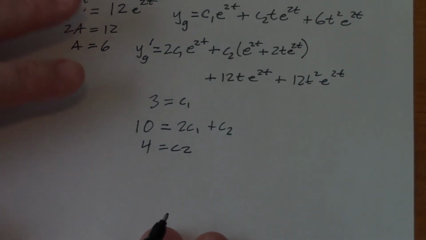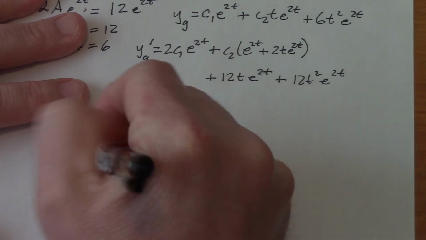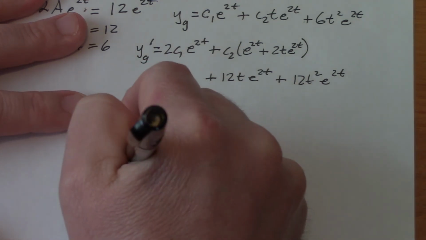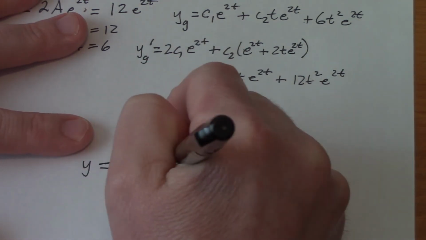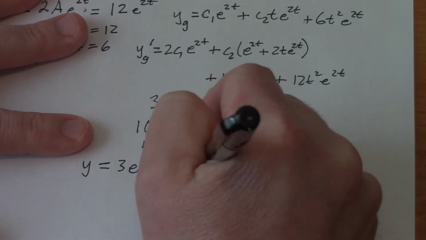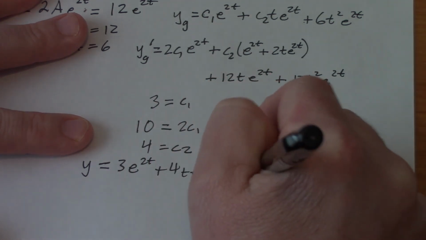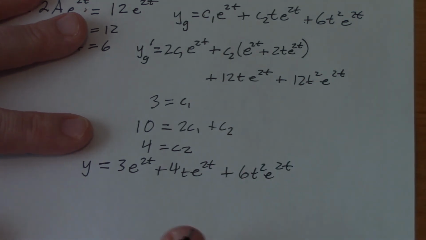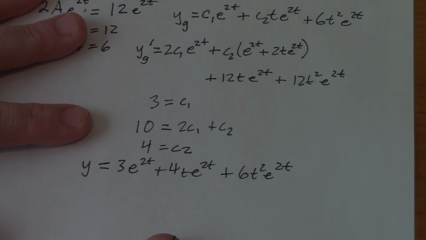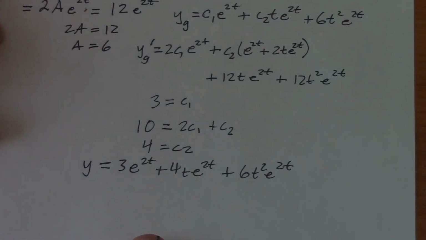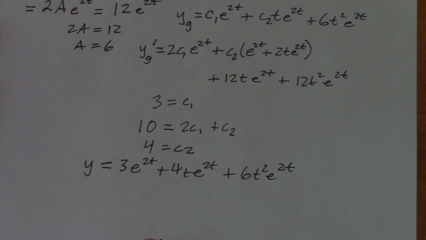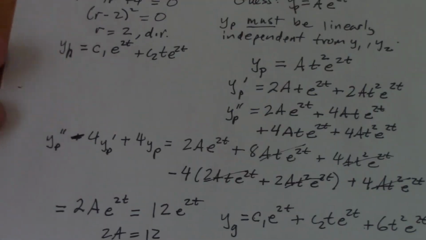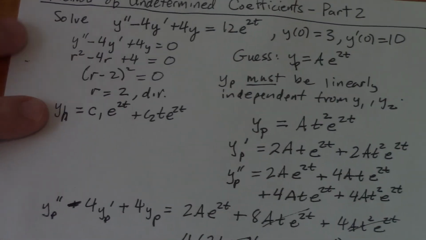And last thing, I'll write down the final solution. I have one more remark to make about it. So y equals 3 e to the 2t plus 4t e to the 2t plus 6t squared e to the 2t. Okay, so something that is really, really important when you're doing IVPs. And this is something I try to stress every year, but some people just don't listen or pay attention to it.